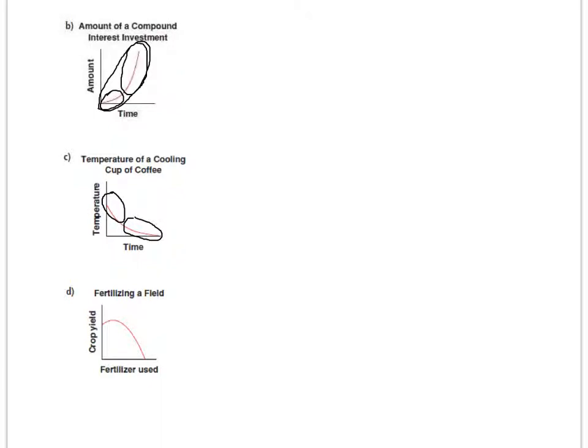The next example is the relationship between the crop yield and the fertilizer used. Again, the relationship is not linear because it's a curve. As you can see in this region, as the fertilizer used increases, the crop yield increases too, and then gradually the crop yield decreases as the fertilizer used increases.